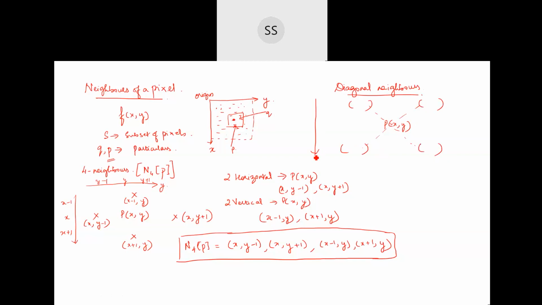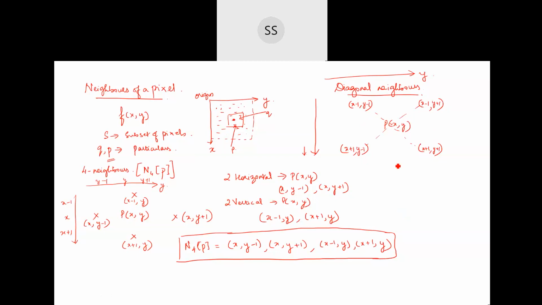You know that x is increasing in this order and y is increasing in this order. So if this is x, this point is going to be x minus 1 and this point is going to be x plus 1. What about the y value? Here you write y minus 1, here also y minus 1, but here it is y plus 1. So I've got the diagonal neighbors of my pixel.